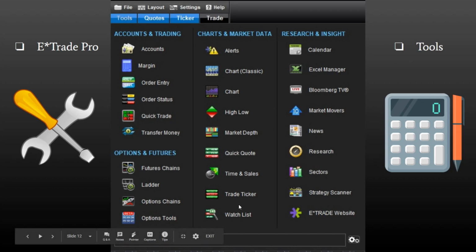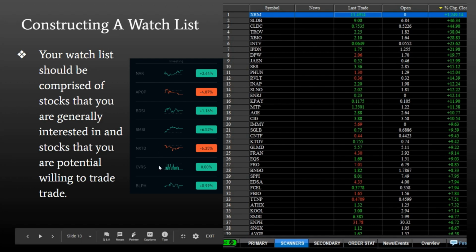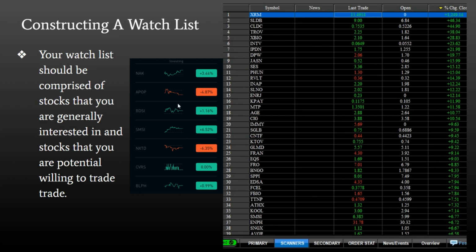So one of the other important tools here is your watch list. Now, constructing a watch list, right? Your watch list should be comprised of stocks that you generally are interested in and stocks that you are potentially willing to trade. So here's a small sample of stocks from my Robinhood watch list from when I used to use Robinhood a lot back in the early days.